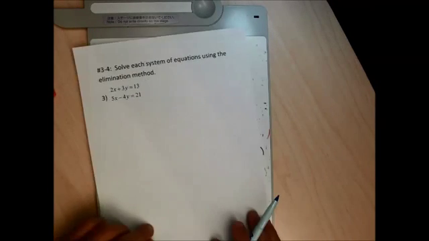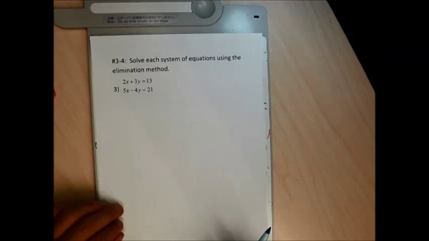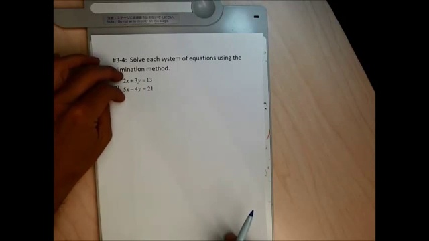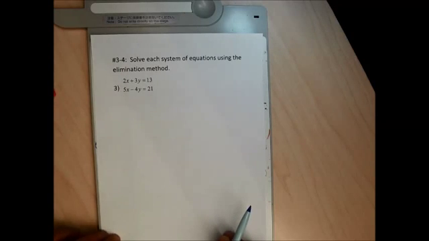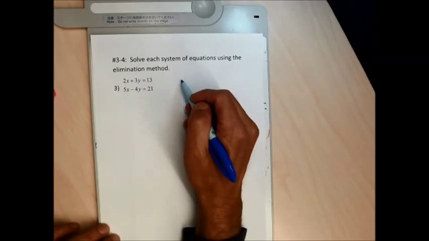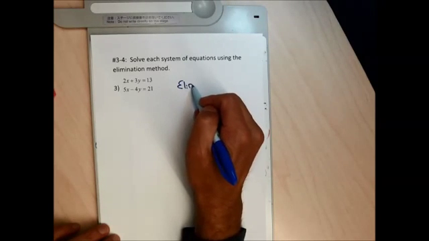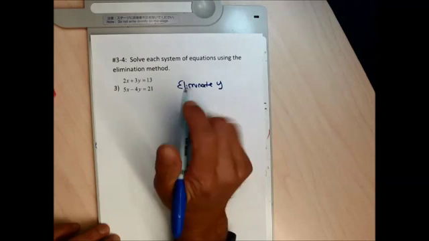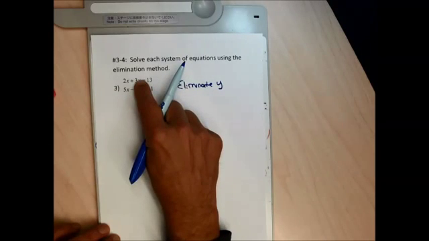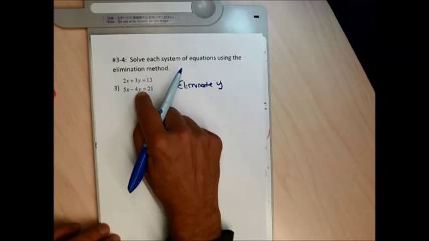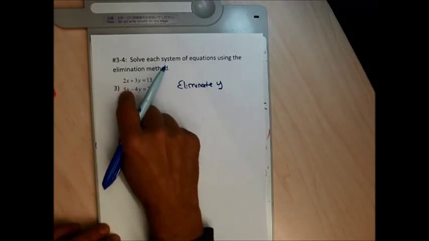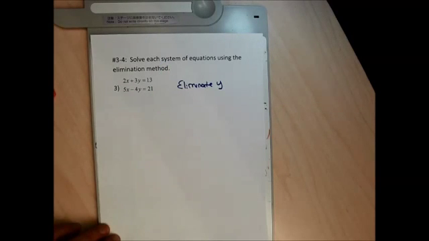Problems 3 and 4 say solve using the elimination method, and I'm going to check using my RREF on my calculator because this is a system of linear equations perfectly set up for that. What I'm going to do on problem 3 is eliminate the y's, specifically because the top equation has a positive in front of the y, the bottom equation has a negative in front of the y. The y's need to have opposite signs to eliminate them. The x's have the same signs, so they're a little bit harder to eliminate.